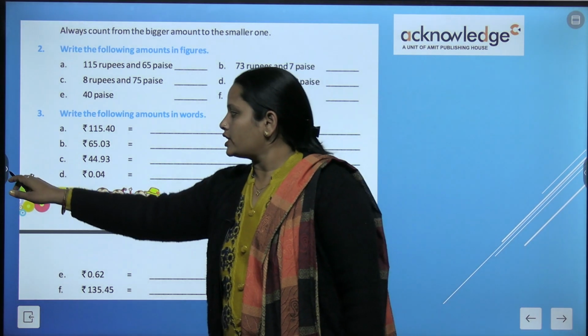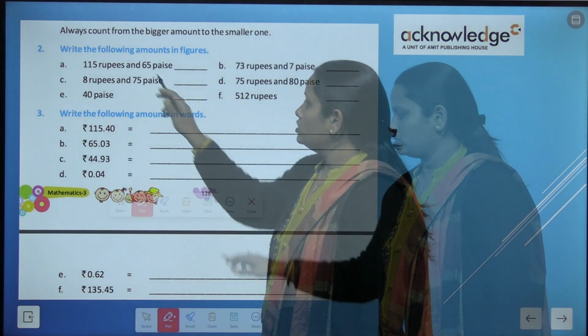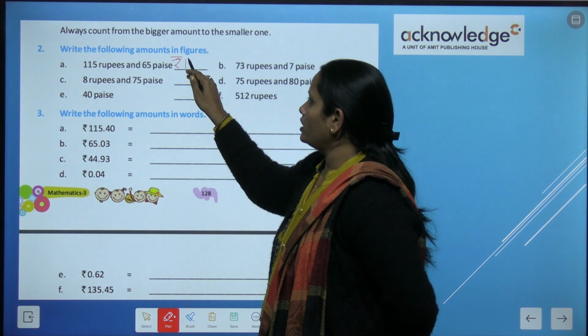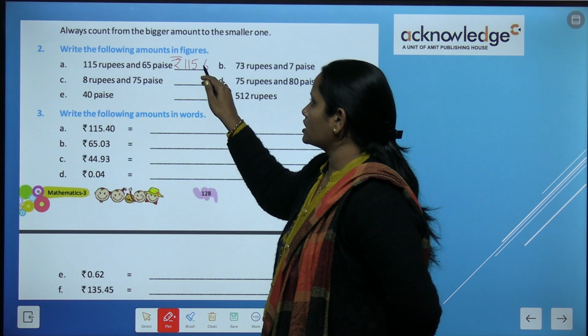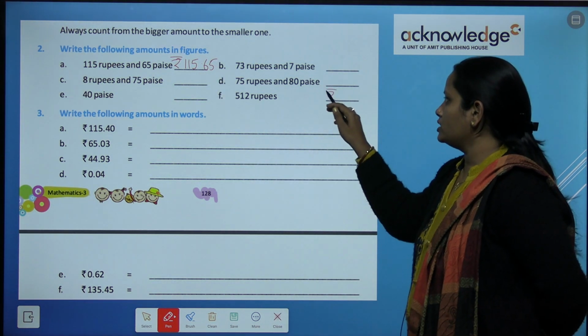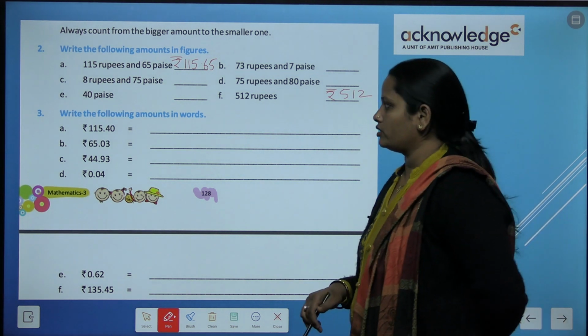Now question number 2 says write the following amounts in figure. So 115 rupees and 65 paisa. So 115.65. 512 rupees. So rupees 512. So like this you have to do the rest.